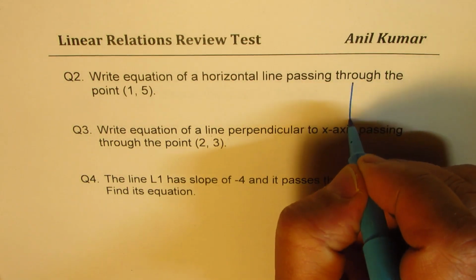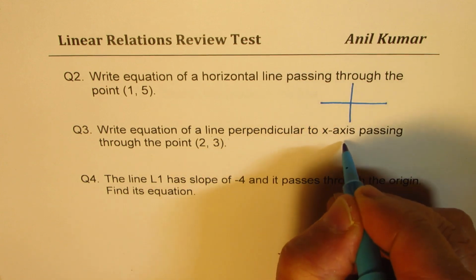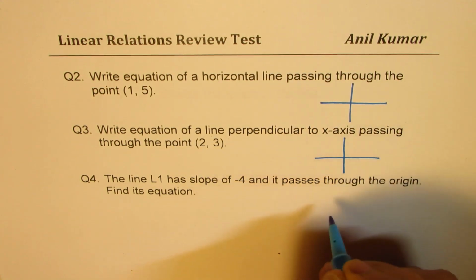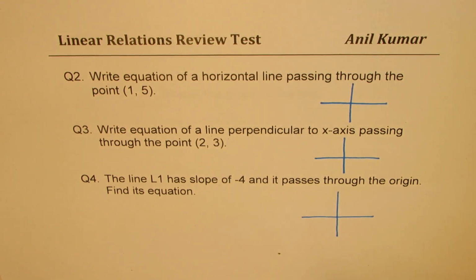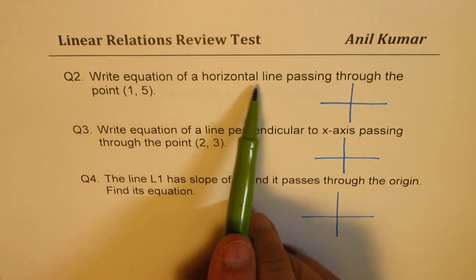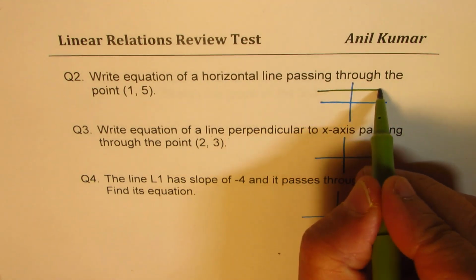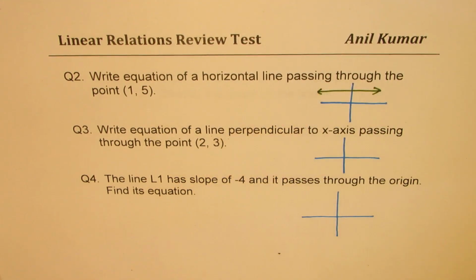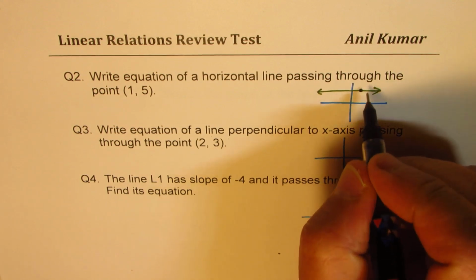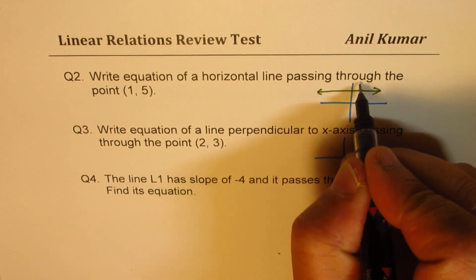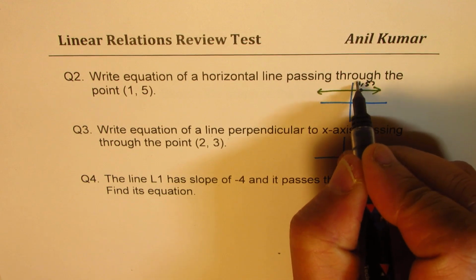Here is how I will do it, right? So let me also give a very small sketch so that you understand what we are doing, right? The very first one is write equation of a horizontal line. That means a line which is kind of like this, which goes through a point which is 1, 5. So we are given 1 point on it. This point is 1, 5. Correct?